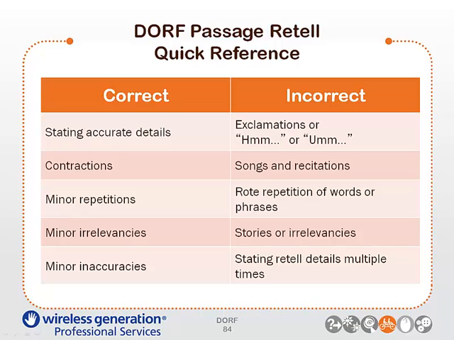stories or irrelevances. For example, if a student says, "The boy and his mom went to the grocery store, I went to the store with my mom," that would be a story or irrelevance. "I went to the store with my mom," you wouldn't count that. Stating retell details multiple times. For example, if a student says, "The old man lived alone, the man lived all by himself," that's stating the same thing in a different way, so you would not count both of those.